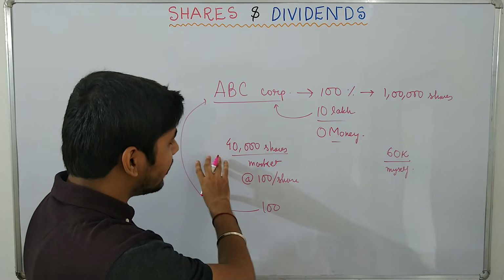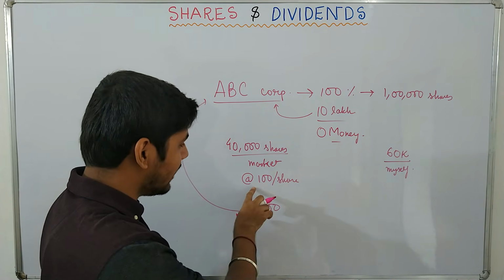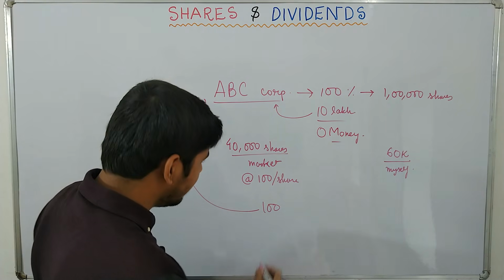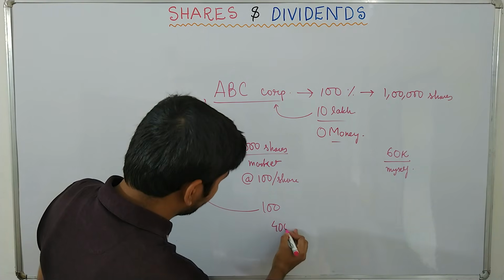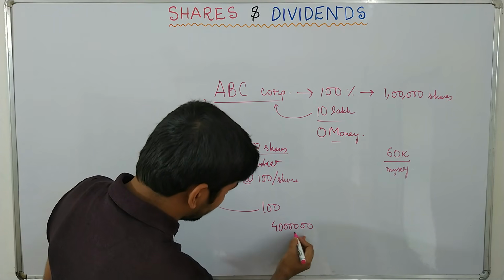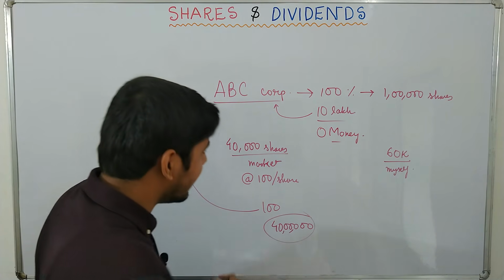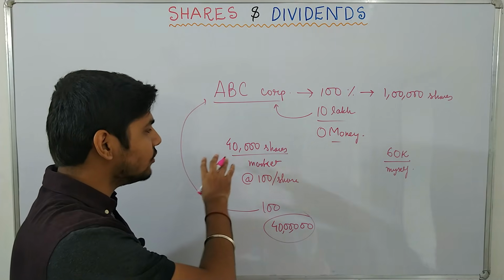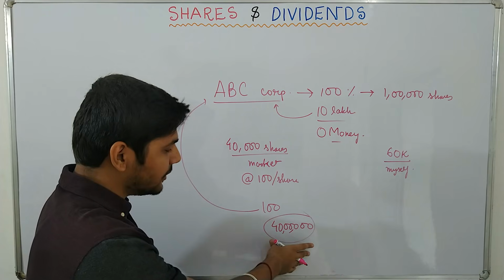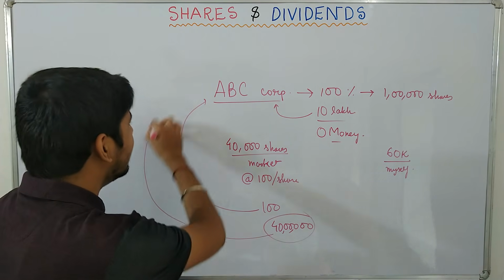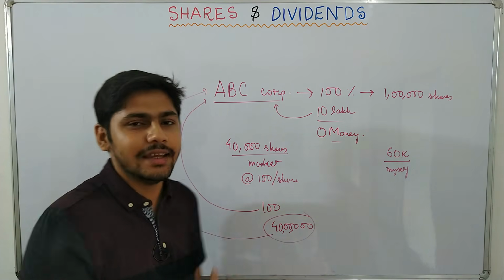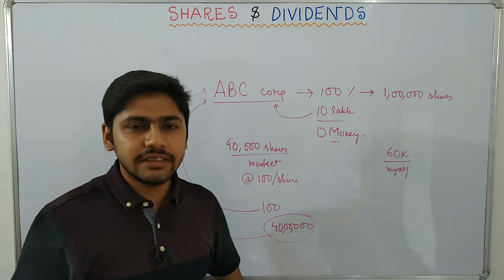Say all the 40,000 shares are bought at rupees 100. How much will I earn? I'll earn about 40,00,000, which is rupees 40 lakh. So if all the 40,000 shares are sold, I'll earn rupees 40 lakh, and that 40 lakh I can use to expand my company ABC Corporation, which is a good thing.